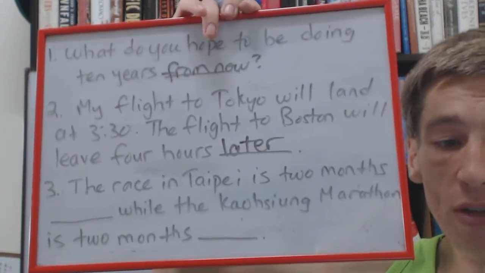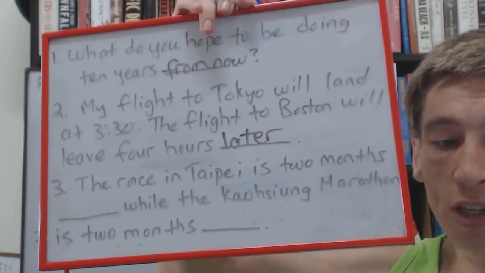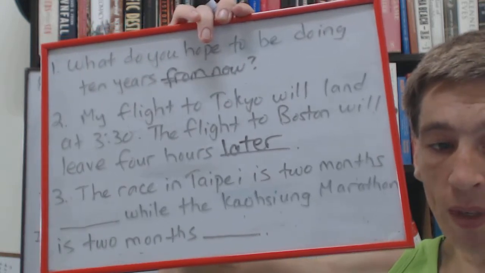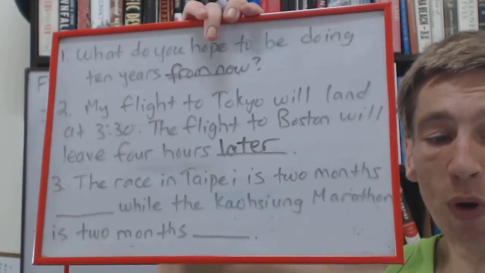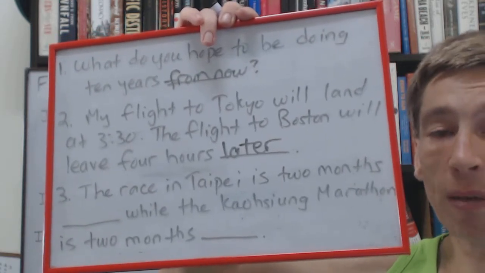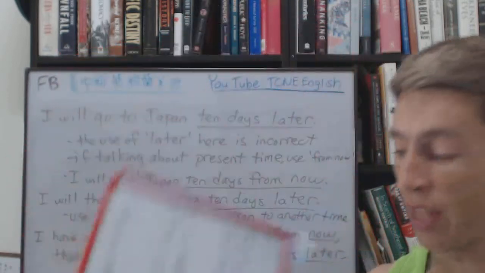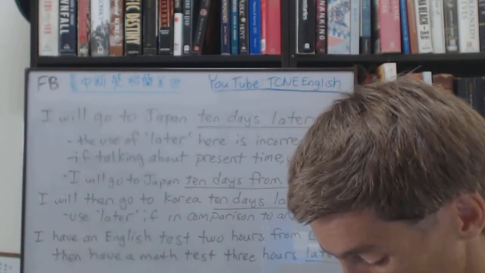The race in Taipei is 2 months, while the Kaohsiung Marathon is 2 months. Okay. This is a common way to use both of these phrases in the same sentence. Okay. The first one, because I'm not mentioning a starting time, so I'm going to assume that that is from now.